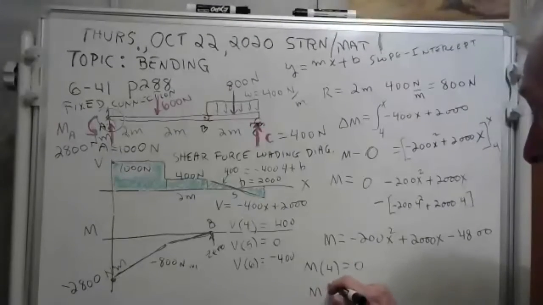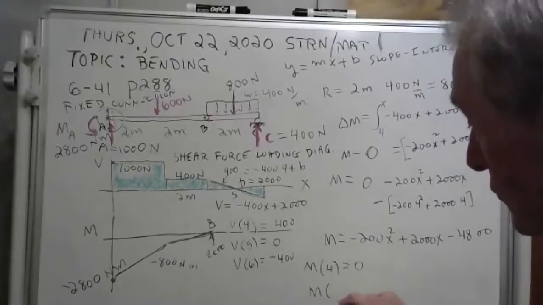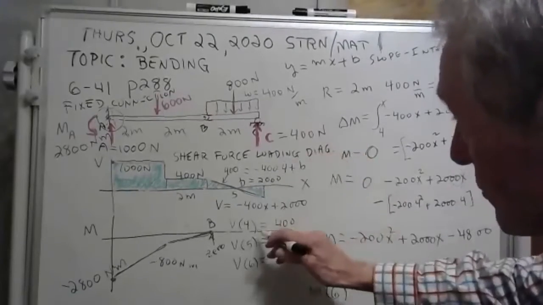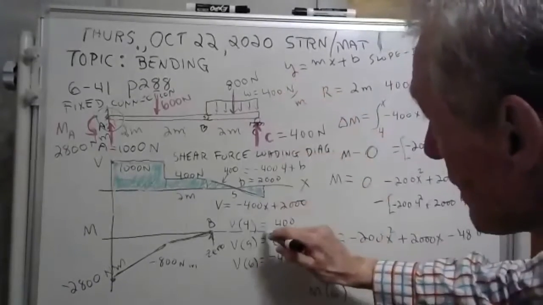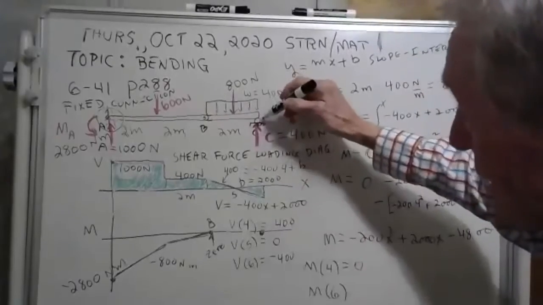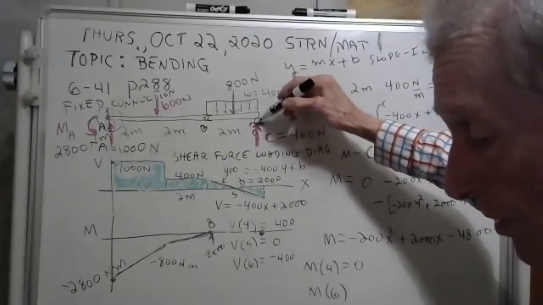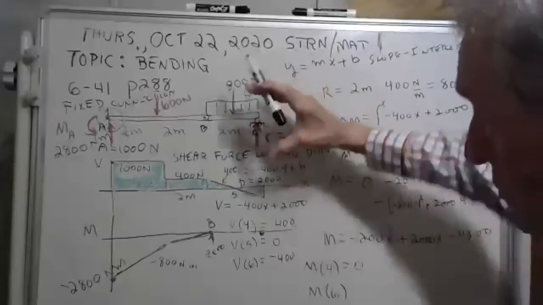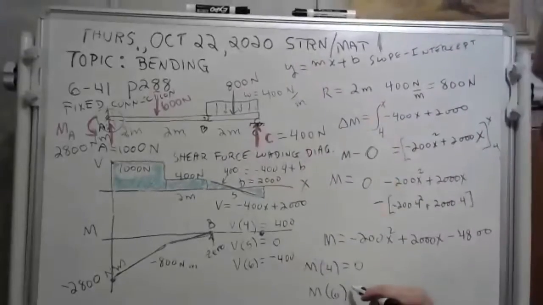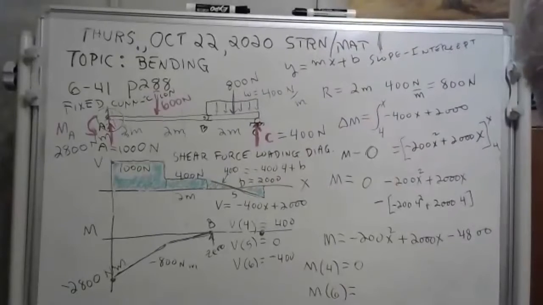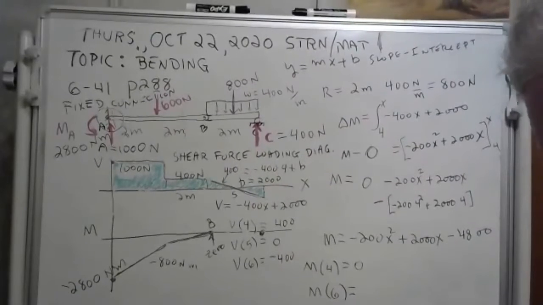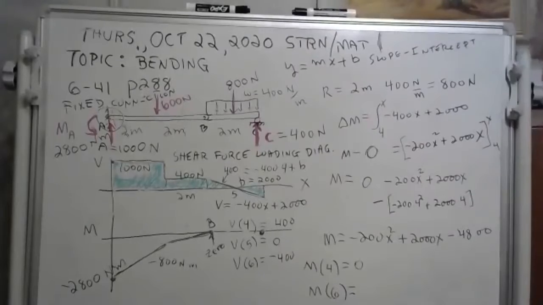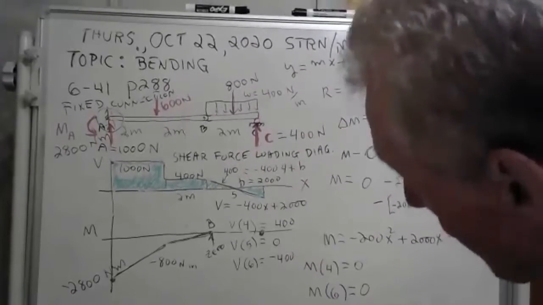Now let's plug in 6. See, it's going to have to be 0 too, because there's no twisting going on here. I could have put that 0 right there a long time ago. That's a roller. Rollers don't give you any twist. So if you plug in 6, let's see what you get. Minus 200 times 36 plus 2,000 times 6 minus 4,800. Boy, Jove, you get 0.